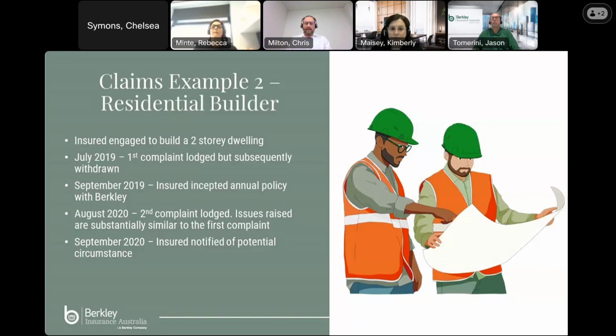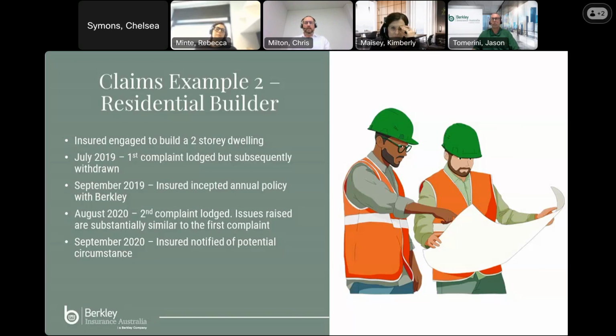Then on the 28th of September 2020, two days before expiry, the insured notified Berkeley of a potential circumstance that related to the second complaint. As mentioned at the start of this example, the indemnity wasn't granted on this claim, and it fell outside of cover for the following reasons.